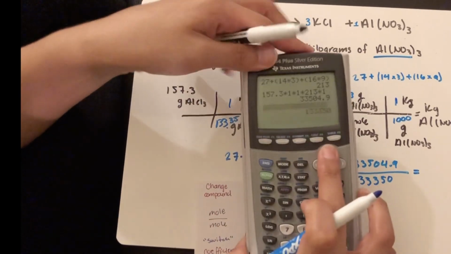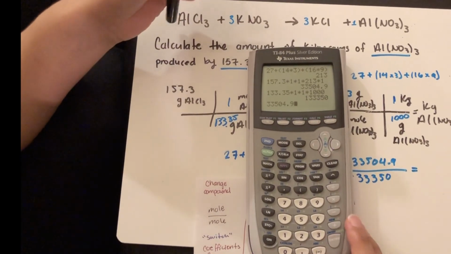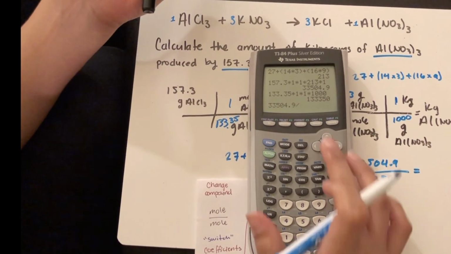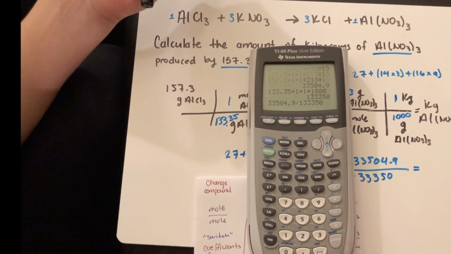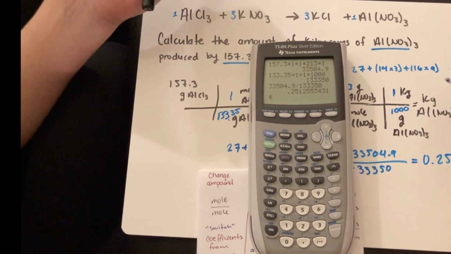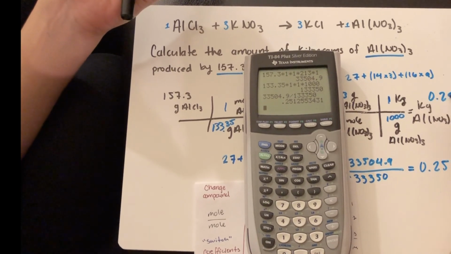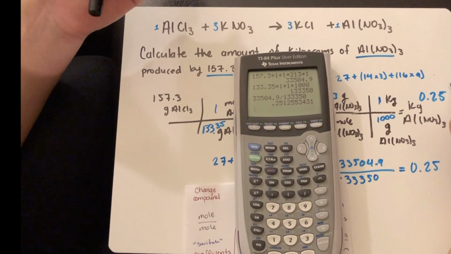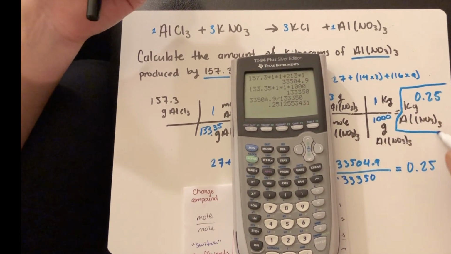So I'm just going to use my calculator to input that information. So the first number divided by the second number, and we end up with 0.25. I'm going to round to 2 decimals. So that is my final answer: 0.25 kilograms of aluminum nitrate.